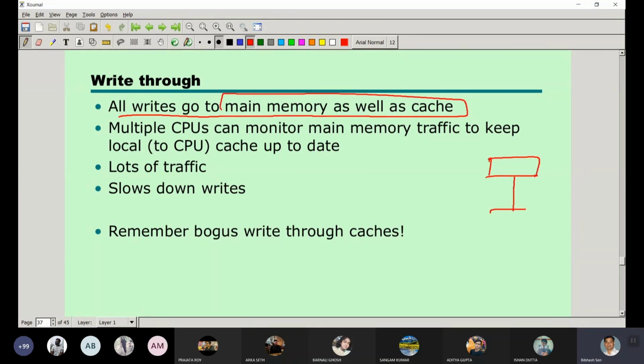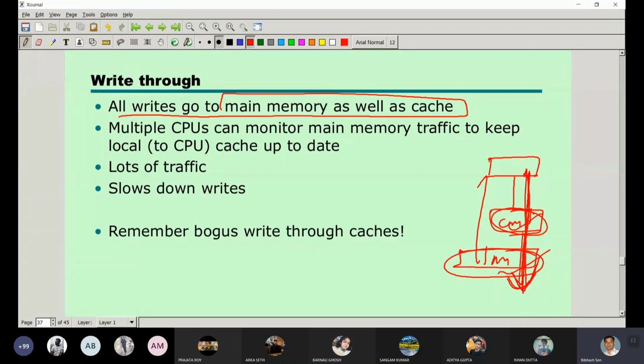So that's why write through. How to remember this part? That is the CM and that is the MM. Through means through, just like you fire the arrow and it goes through the target. So both are simultaneously updated. That's why write through. Can you remember this thing? Cache and main memory are updated simultaneously.